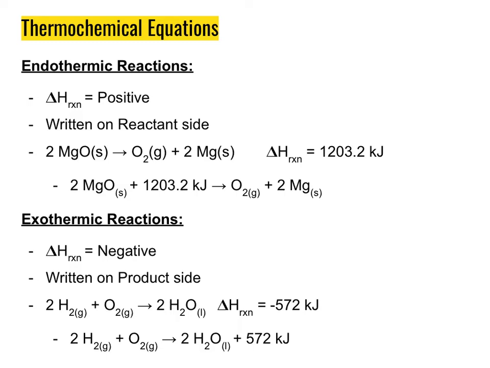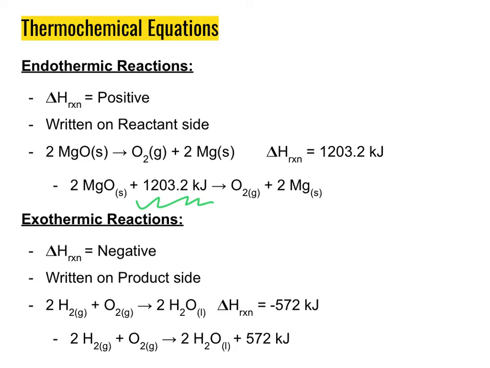Now, we've said that when we overall end up with a positive delta H of a reaction, that means the reaction throughout all of its processes ends up at a higher energy state for its products than it started with in its reactants. And so that means that more energy is actually going into the reaction than is coming out. And so the delta H is written going into the reaction.